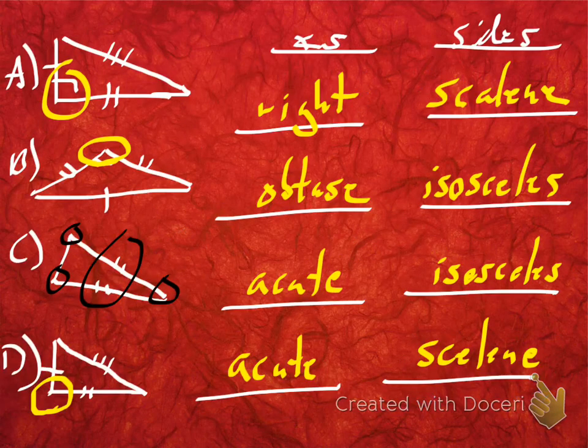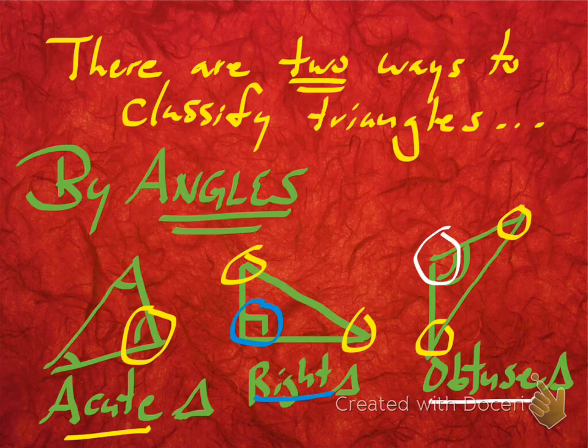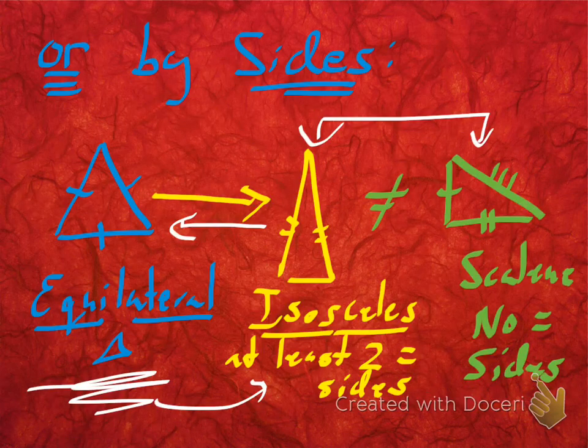All right, again, quick review. You've got 3 different terms by the angles. We've got acute, right, or obtuse based on the biggest angle. And then, classifying by the sides, how many sides are equal? Scalene means no sides are equal. Isosceles means at least some of the sides are equal, so at least 2 are equal. Okay, and again, if all 3 are equal, we go further than isosceles and we use the term equilateral.